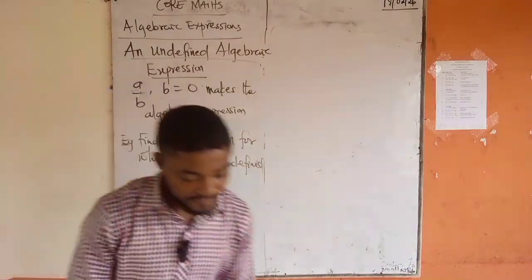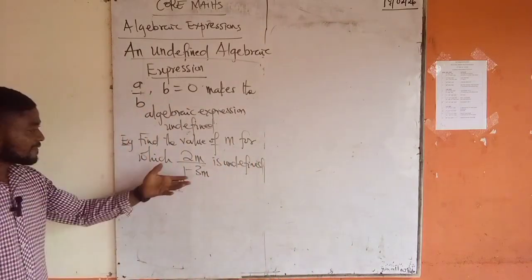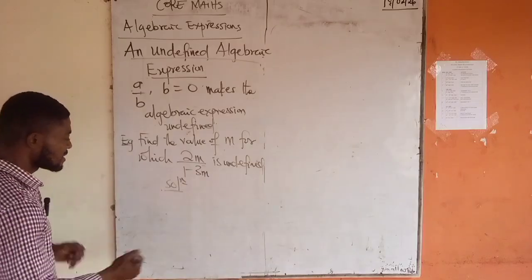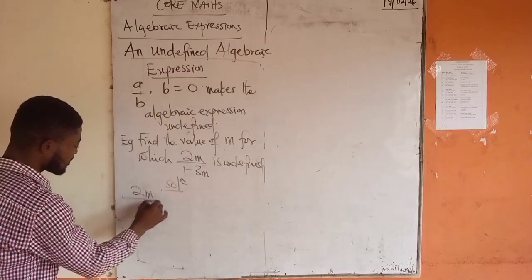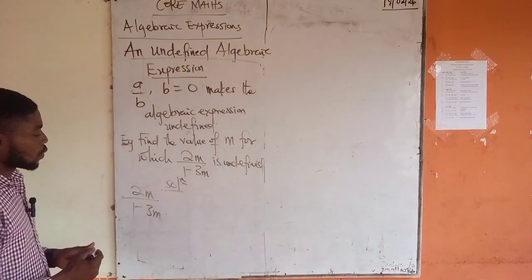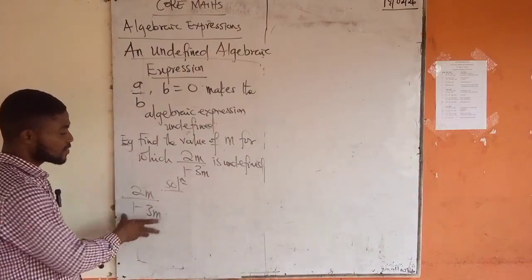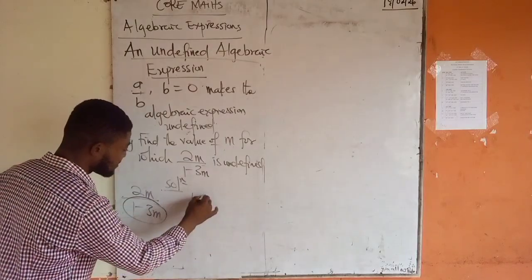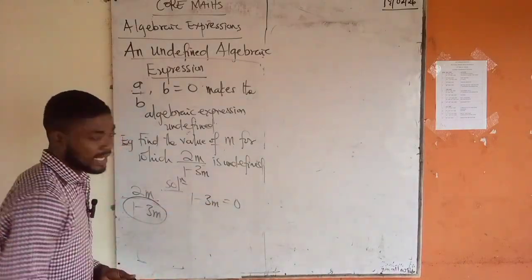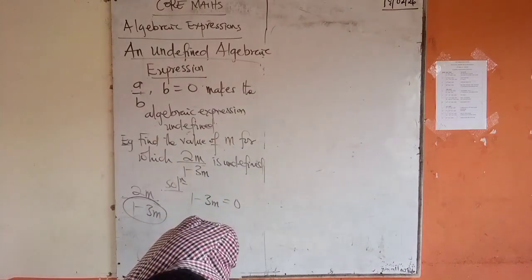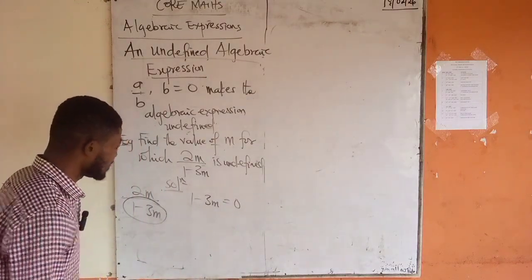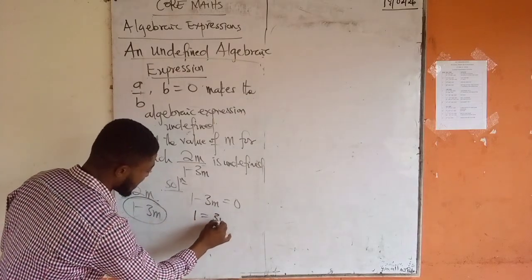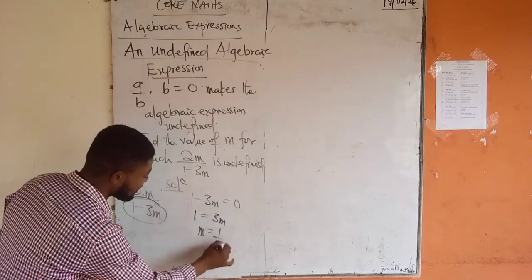Yeah, so over here we've been asked to find the value of m for which 2m over 1 minus 3m is undefined. When we want to find a value which would make it undefined, we have to equate our denominator. So we pick the denominator, equate it to 0, and find the value of that variable which would make the denominator equal to 0. So I have 1 is equal to 3m, which means that m is equal to 1 over 3.